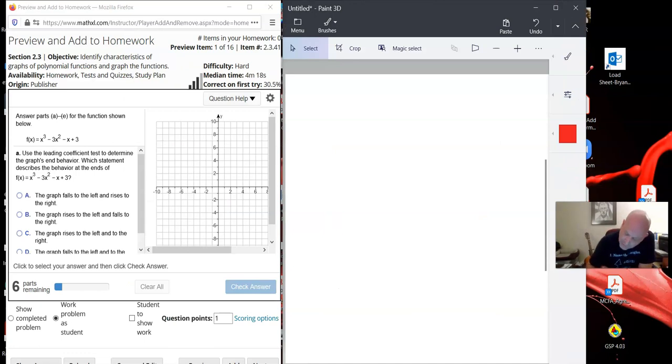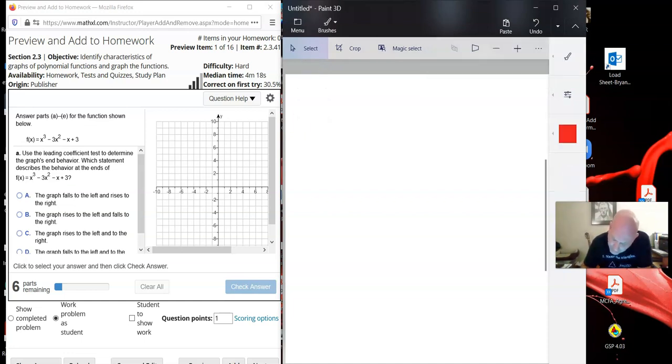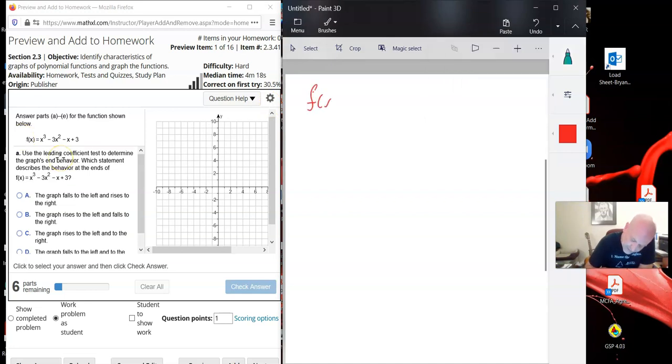All right, so the function we're looking at here is going to be, oh, that's not what I wanted. Where's my pens? There we go. That's what I wanted. So the function we're dealing with here is f of x is x to the third minus 3x squared minus x plus 3. Okay, and we want to graph this thing.